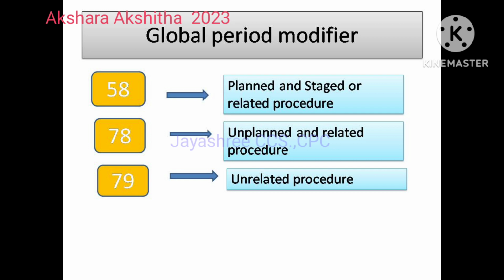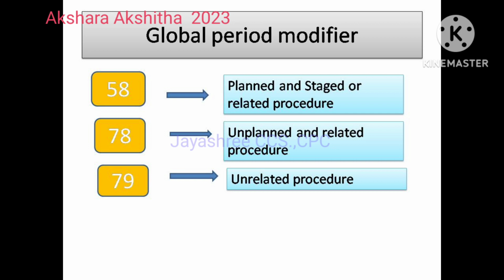So 58 and 78 are both related to the main procedure, but 58 is planned and 78 is unplanned. When does the 78 scenario come? If the patient's surgery is done and they are in the global period, meaning 90 days, during that time any bleeding, or stent insertion, stent removal, or anything related to the main procedure, that is a complication. If it is a complication, it means 78, and the patient will come unplanned to the operating room for a second procedure. So if it is a complication of the main procedure, the procedure to solve that complication is related, and for that, 78 modifier. If it is a planned procedure, it means 58 modifier.